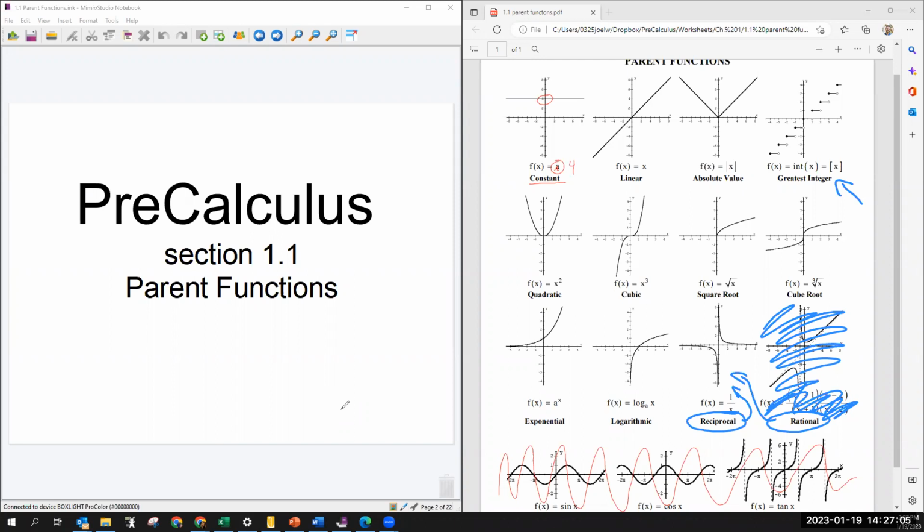Also, all of these say f of x. Remember, you can always substitute y. y equals 4, y equals x, y equals absolute value, and so on and so forth. f of x and y we can interchange.